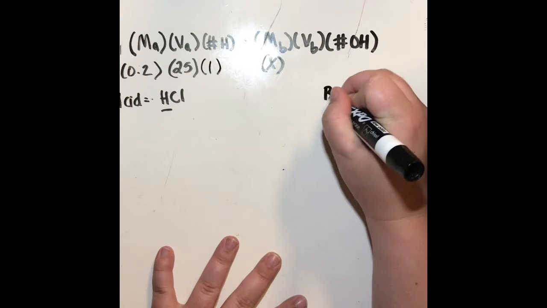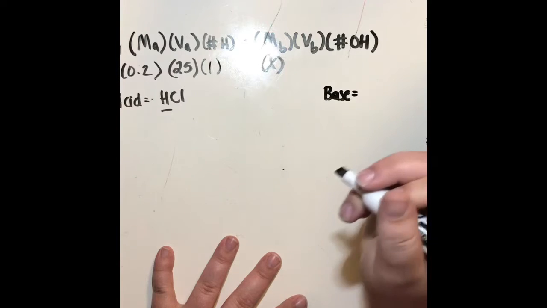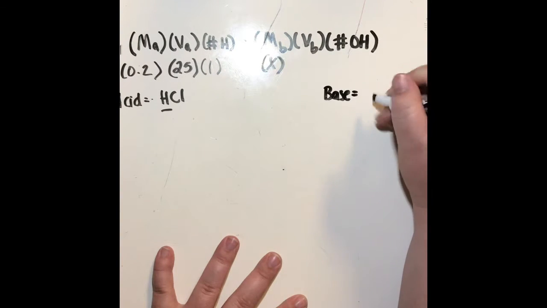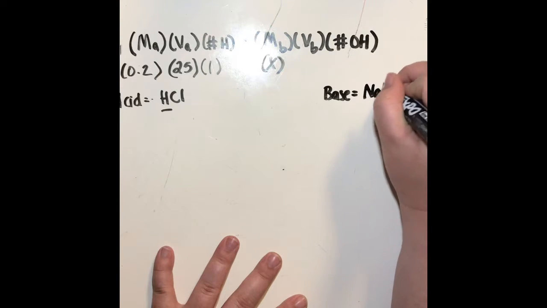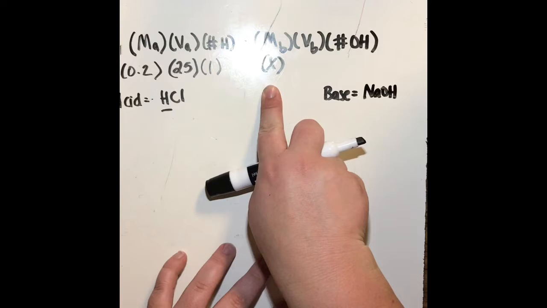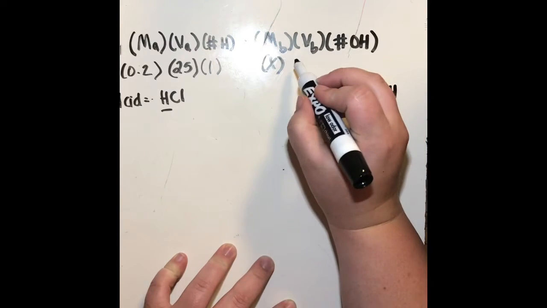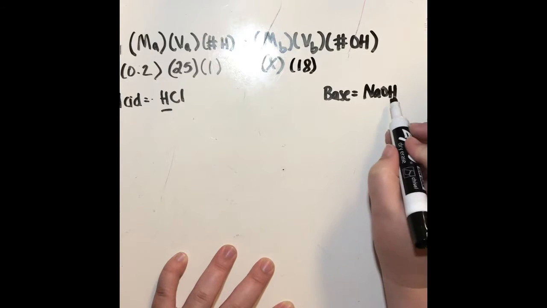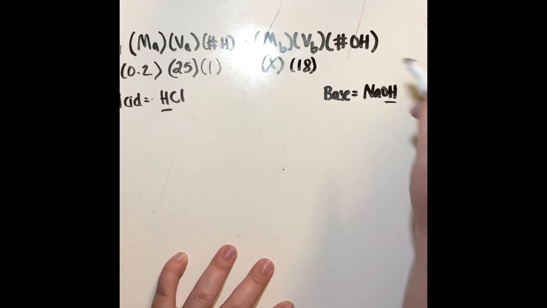Our base, everything in this class is going to end with OH. So if it's a base, it'll end with OH, which means NaOH is our base. We don't know the molarity, but it says it ends with 18 milliliters. Milliliters tells us volume. And the number of OHs is just 1.